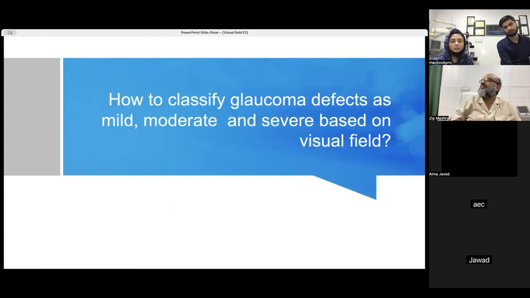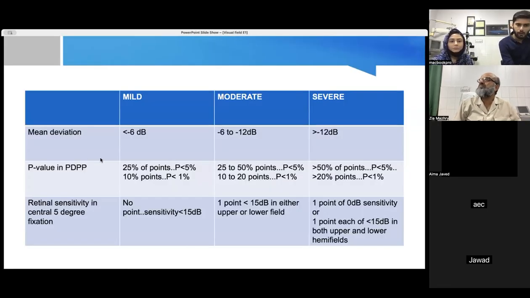Now I'll discuss how to classify glaucoma defects as mild, moderate, and severe based on the visual field. If the mean deviation is less than -6, it is mild. If it is between -6 and -12, it is moderate. But if it is greater than -12, it is severe. Second, we note the p-value in the pattern deviation probability plot. If 25% of the points have a p-value less than 5% and 10% of the points have a p-value less than 1%, it is mild.